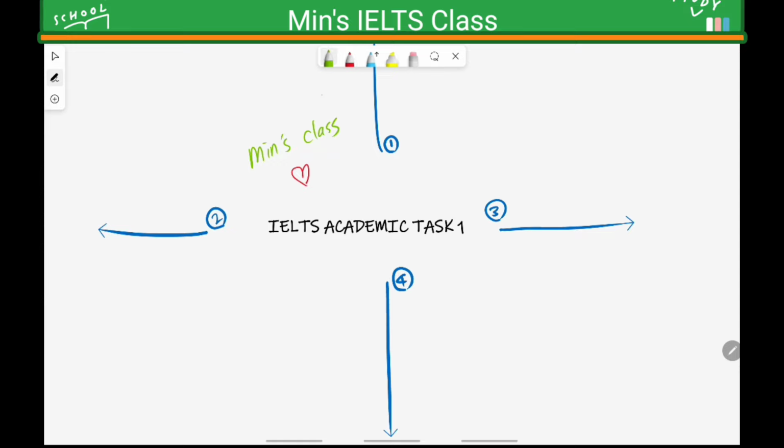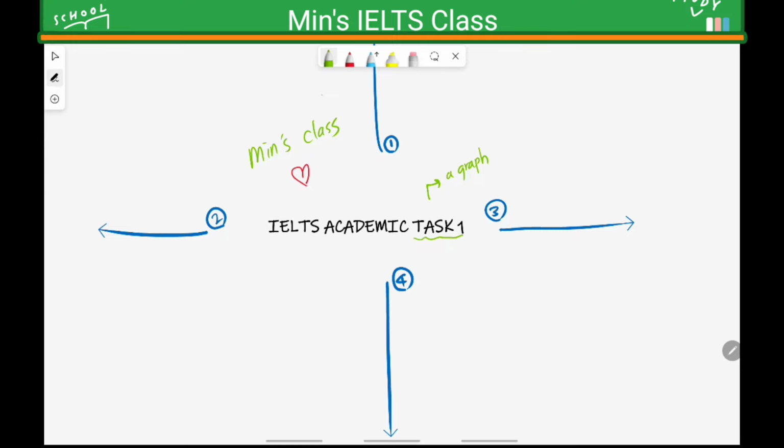Today is another class of IELTS Academic Task 1. And Academic Task 1 always talks about a graph. And today, we're going to follow these 4 arrows and find out the tactics and strategies to write a great Band 9 essay. Alright, let's begin.